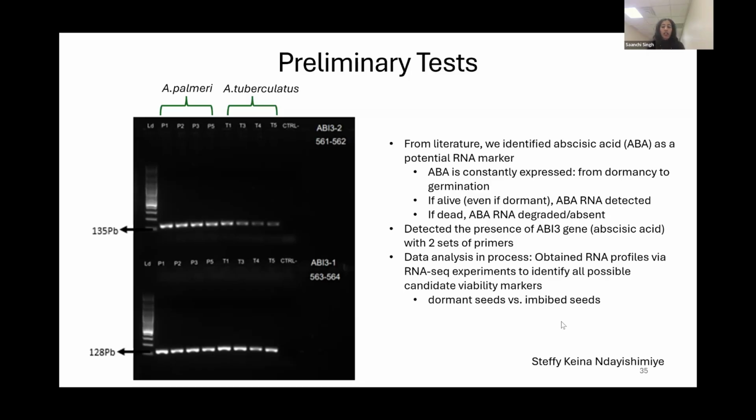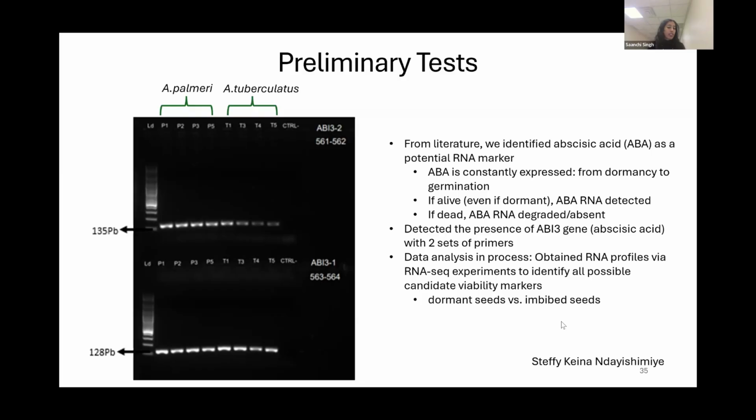If the seed is dead, then the RNA from these genes will quickly degrade and that expression of abscisic acid will be absent. Steffi was able to identify the presence of one of these abscisic acid genes, called ABI3, with two sets of primers, and that's what I'm showing you here in the left image. For Amaranthus palmeri and tuberculatus, you can see the presence of this gene with the bright white bands on that gel. Currently we're performing some data analysis.